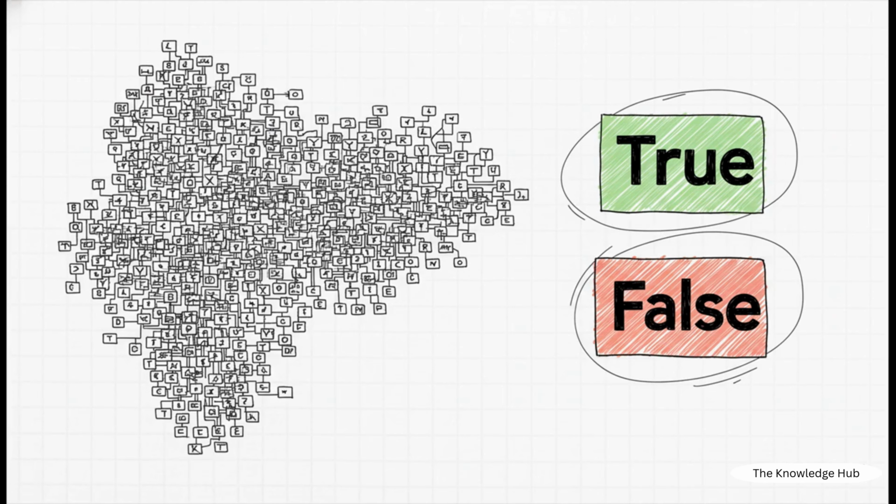In Python, we call these Boolean values, True and False. And trust me, that capitalization is key. These two little words are the absolute bedrock of all decision-making in your code.